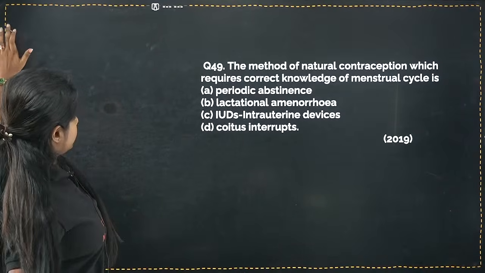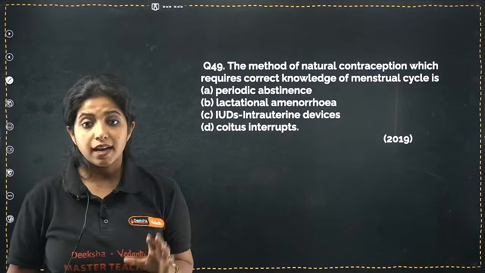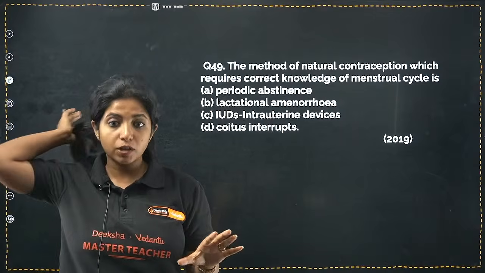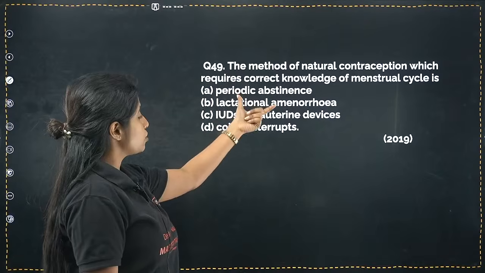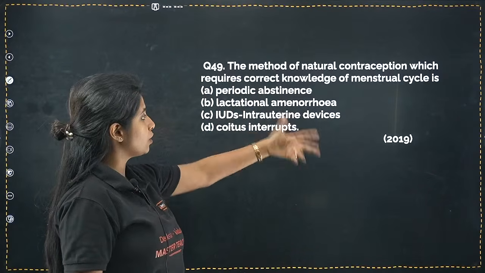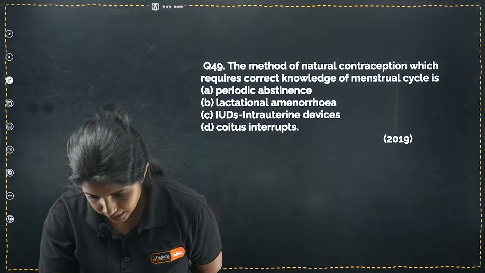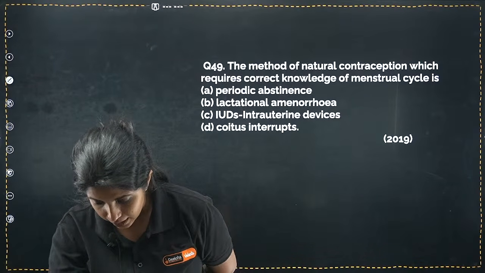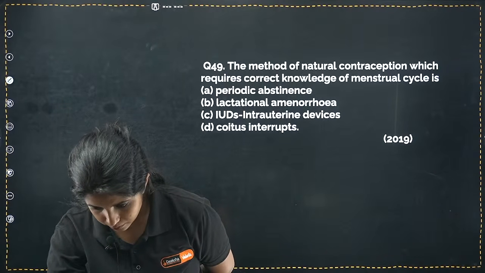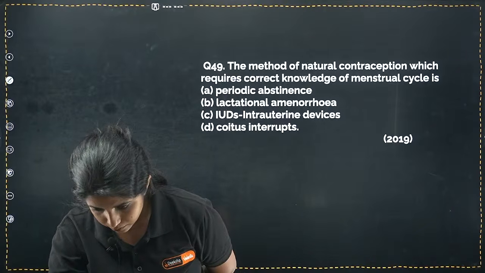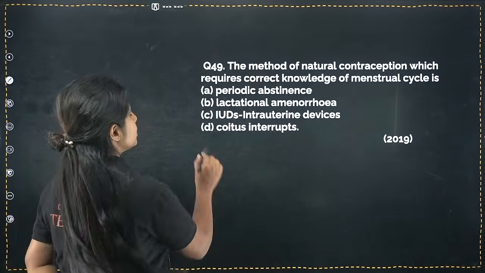Okay, perfect. Next, the method of natural contraception which requires correct knowledge of the menstrual cycle is: periodic abstinence, lactational amenorrhea, IUD, that is intrauterine devices, or coitus interruptus. What do you think is the answer for this question? A. AJX says A, Always Shake says A, Sanjeevani says A, Anushree says A. A is the answer for this question.